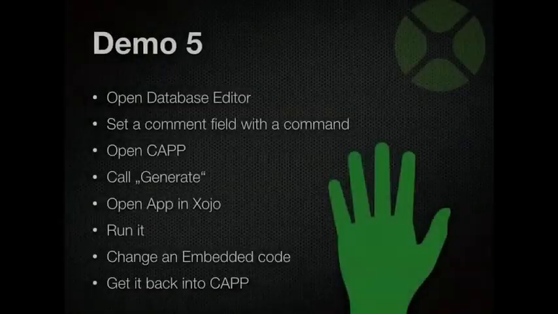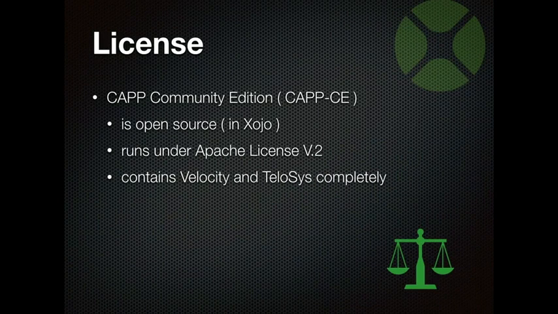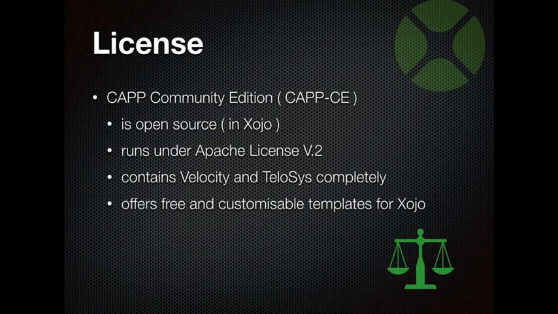Okay, demo 5. I have that community edition. It's open source in Xojo, runs under Apache license 2, contains velocity and toolboxes completely. That's completely built in there. Offers free and customizable templates for Xojo, and yeah, data is stored in an open SQLite file that you can also manipulate if you want.